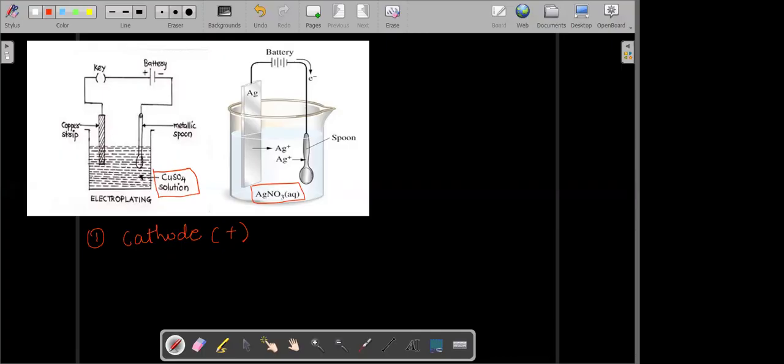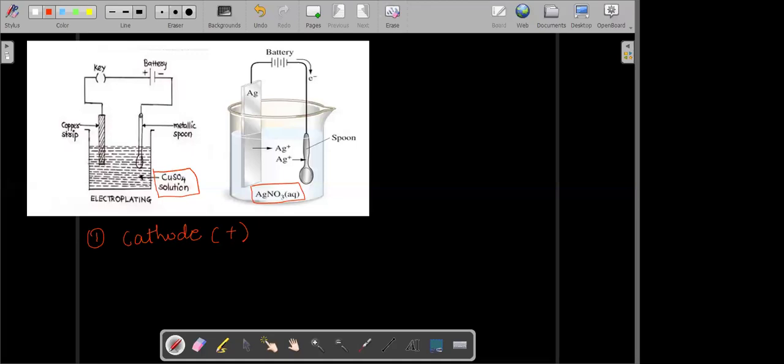For example, if we are using copper for electroplating, the solution we take is copper sulfate, and if you want to electroplate silver, we take a salt solution of silver. Okay. See how the electroplating works. The salt solution has ions.